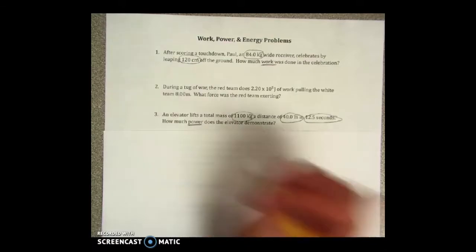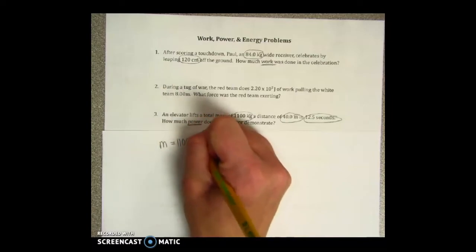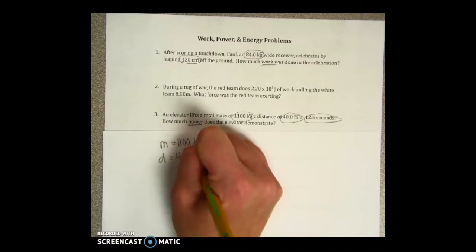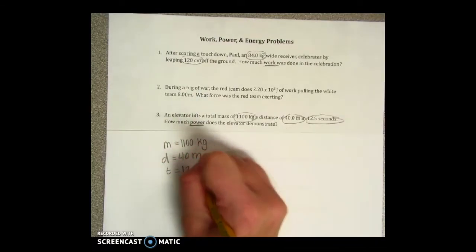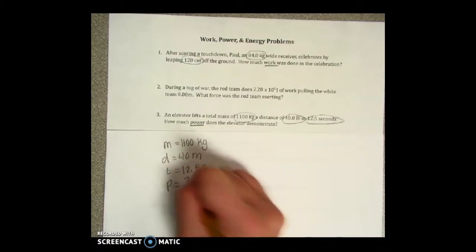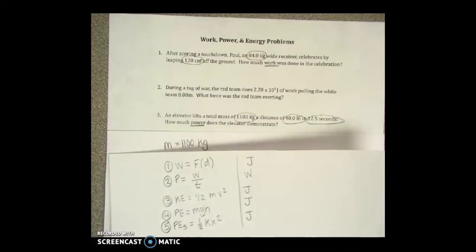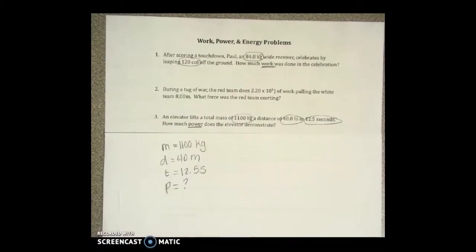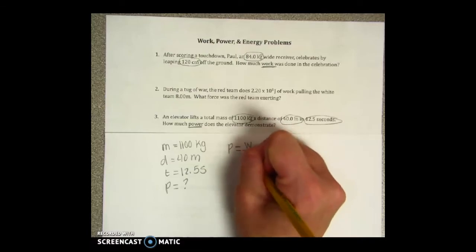So if we wrote out our list of givens, we could say our mass, we know kilograms means mass. We know meters is going to be our distance or displacement. And we know seconds is going to be a type of time. And we're looking for power. So if we go back to our list of equations, we can see there's only one equation that uses power, which is our second one, which says power is equal to work divided by time.